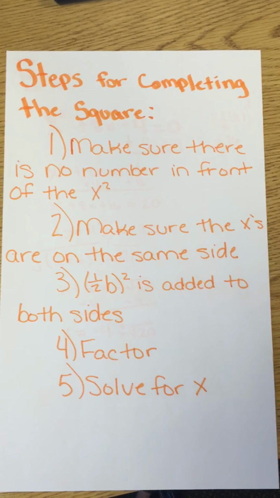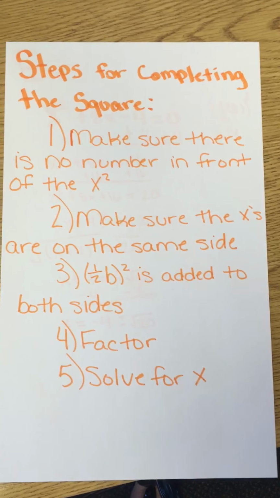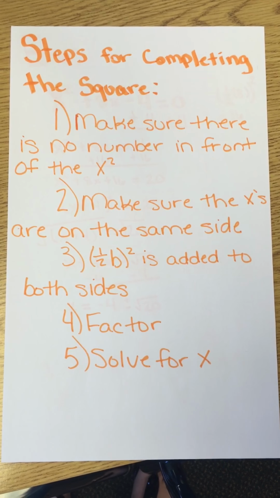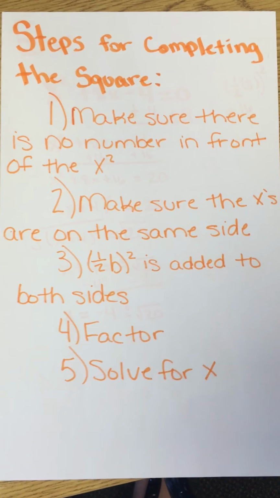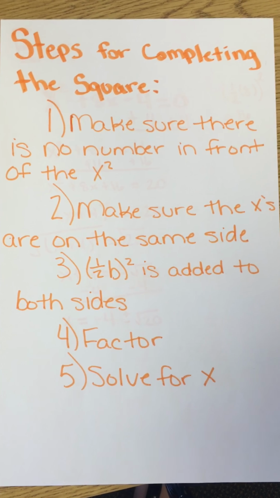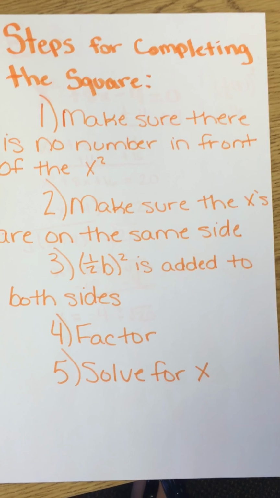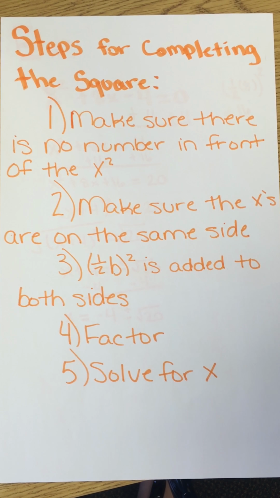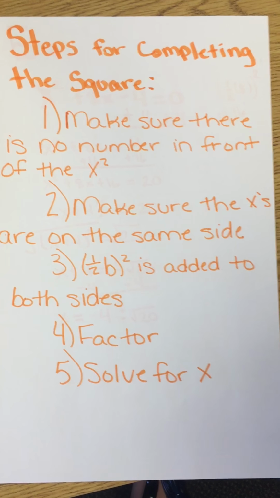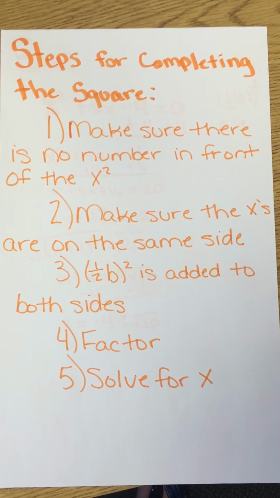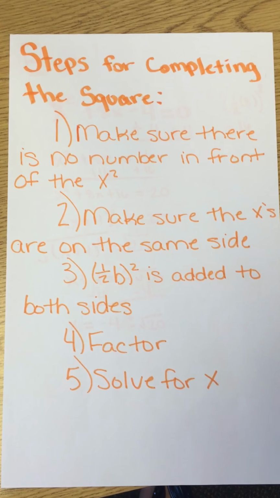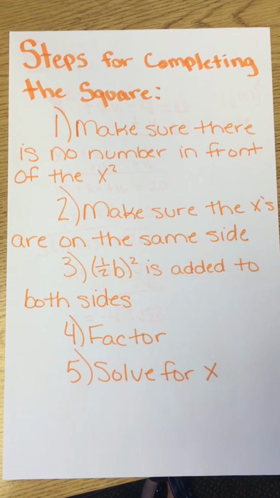Steps for completing the square. Number 1. Make sure there is no number in front of the x squared. Number 2. Make sure the x's are on the same side. Number 3. 1/2 b squared is added to both sides. Number 4. Factor. And number 5. Solve for x.